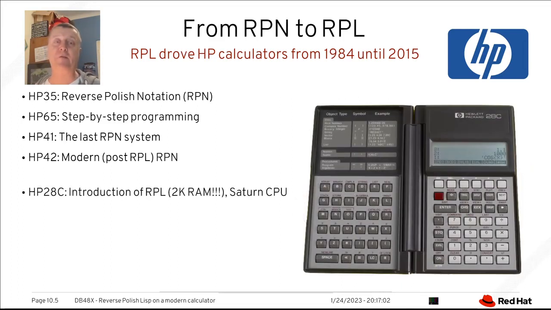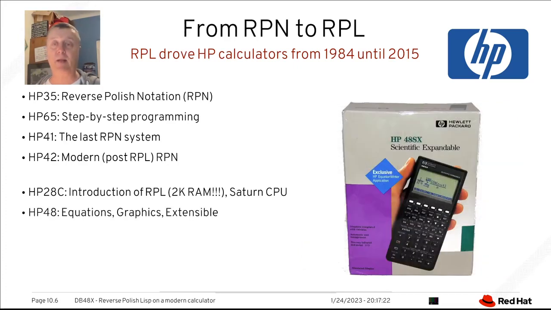Now, RPL itself was introduced with the HP28C in 1984 or 5. That machine had only 2 kilobytes of RAM, so that tells you this can run on a very, very small system. It also introduced a new Hewlett-Packard CPU called the Saturn that I'm going to talk about in a moment. The historical series culminated with the HP48 series that had equations, larger graphics, and was extensible. So you had slots where you could put memory, ROM cards, etc. And then there were follow-ups like the 49, etc., that were not very different from the 48.